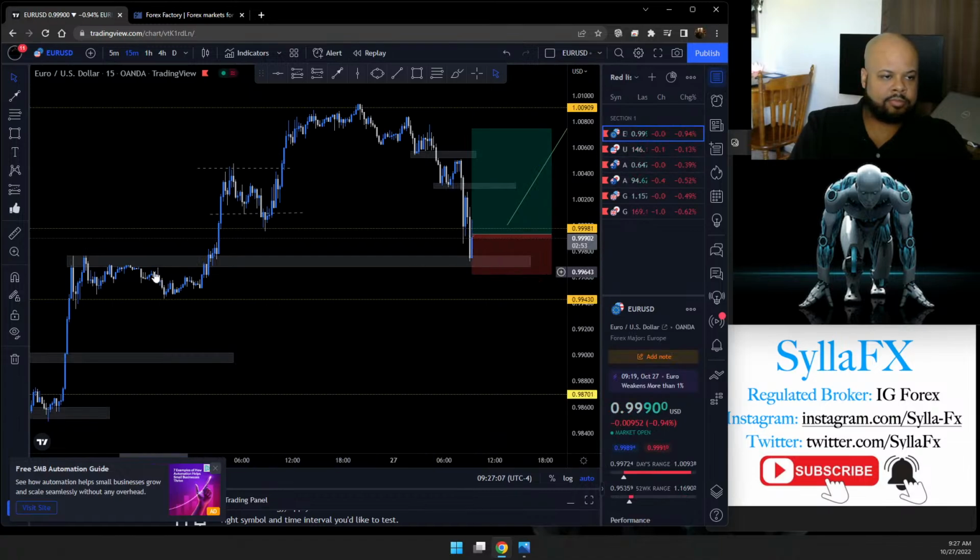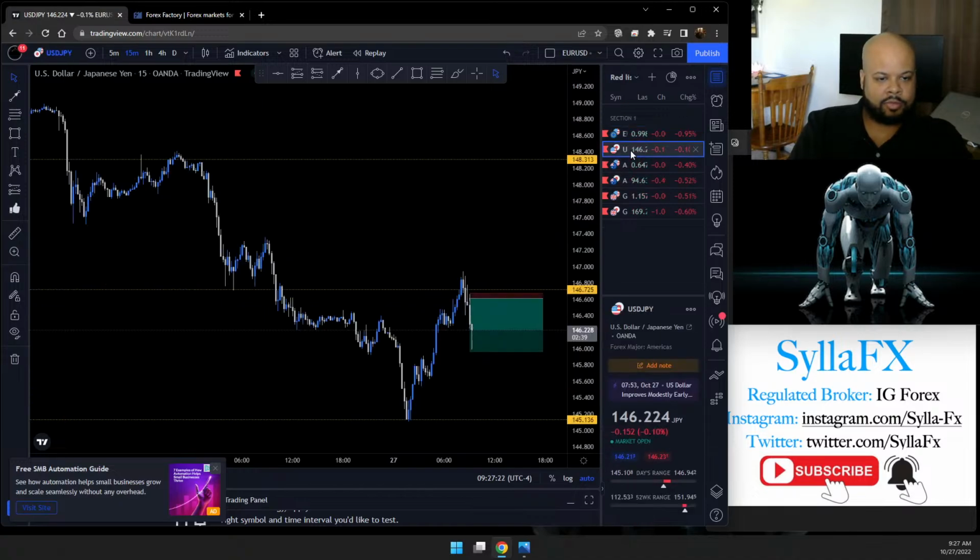Yep, but we got the nice rejection that we wanted at this level here. I entered in as this candle was moving down and it got to this level here, and stop loss below these rejections, so should get some movement back up on that one. And we're just looking for this last little push here on the dollar yen. Just got to be patient.